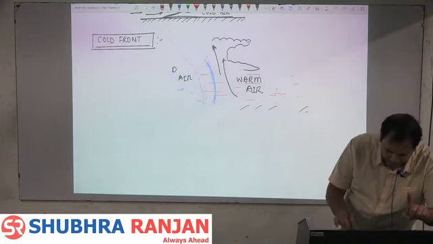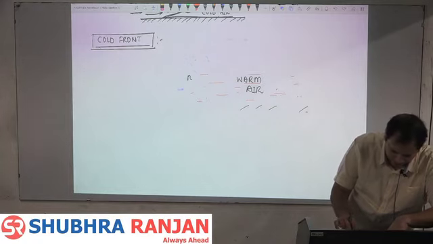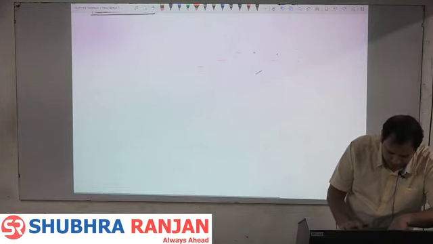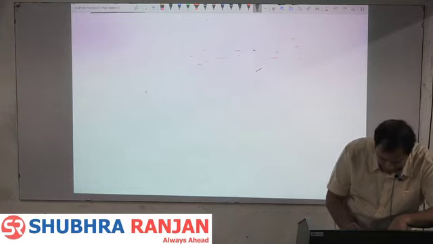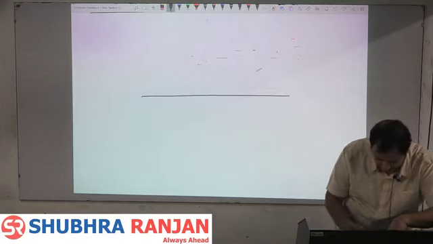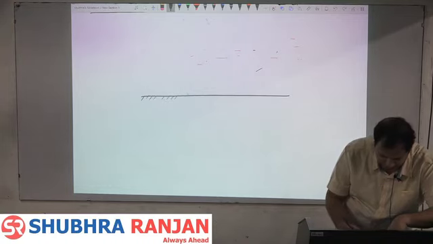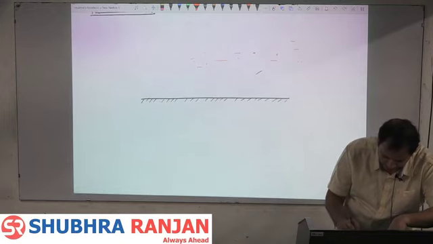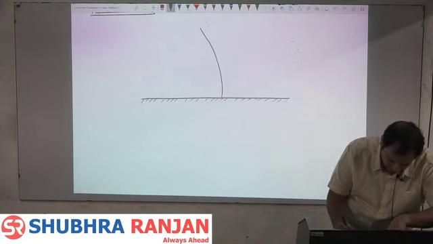So cold front, a steeply sloping front, characterized by convection, underline the word convection, and forcible uplift of warm air, is known as cold front.